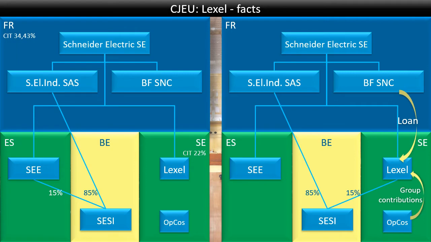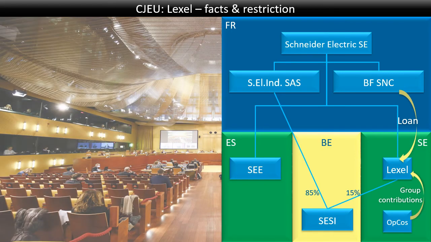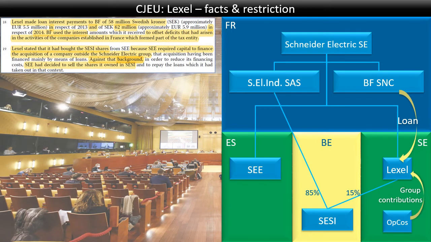So these were the facts so far. Let's just have a look at a few more facts. If we look at the court decision itself, there are a number of things that are mentioned. Lexel made loan interest payments to BF of 58 million Swedish kronor, and there's, I think, probably about 8 or 9 kronor in a dollar in 2013, and 62 million in 2014.